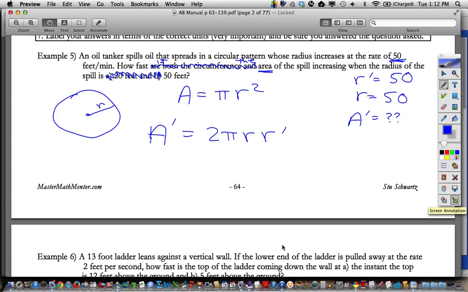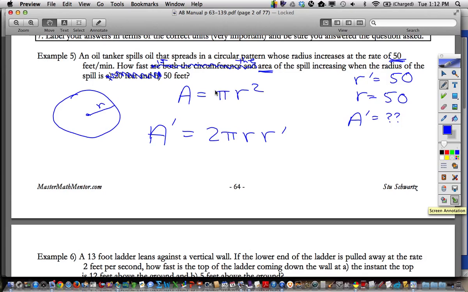We're talking about with respect to time: feet per minute, square feet per minute. So we're talking about dA/dt, and we're talking about dr/dt. So it's a different scenario. We're doing two totally different things there. Don't confuse them. We're not setting this equal to 0 or anything like that. We're plugging in values.